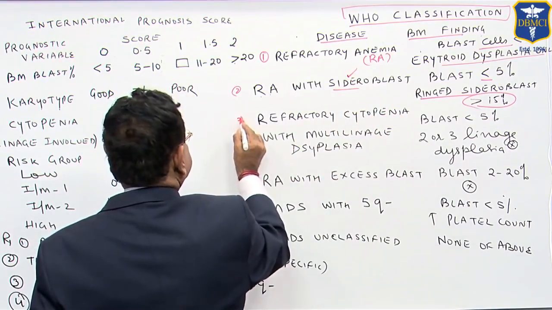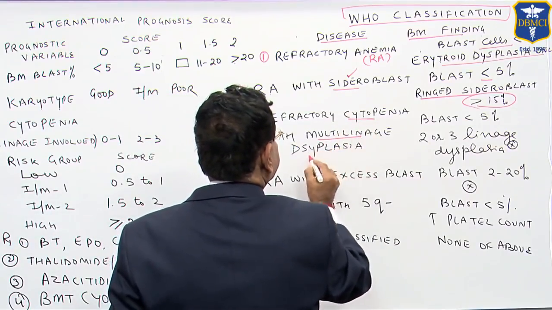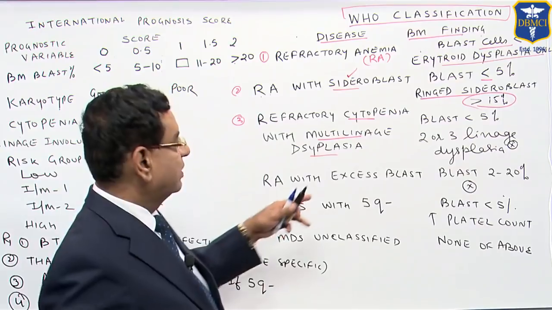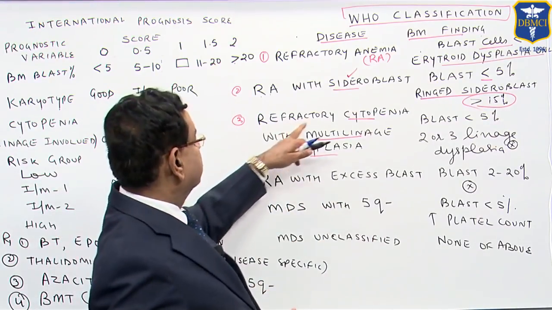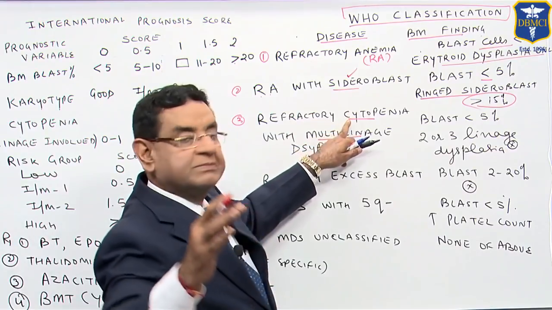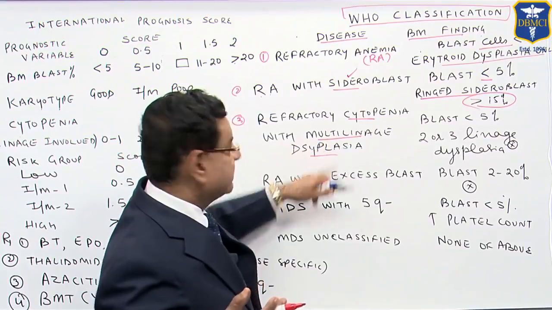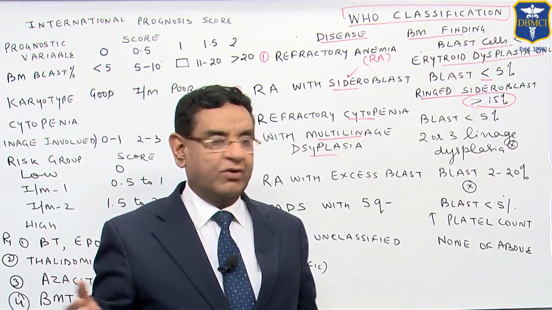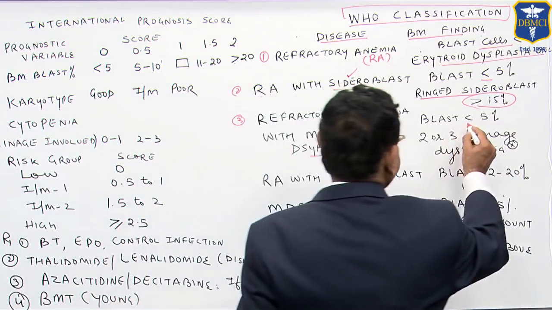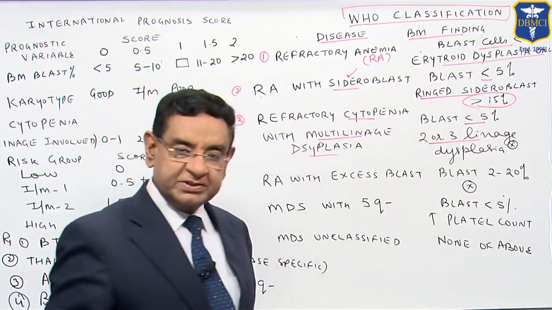Then third is refractory cytopenia with multi-lineage dysplasia. As the word itself says, refractory cytopenia, there will be pancytopenia. Multi-lineage means maybe RBC, WBC, platelet, 2 or 3 lineages are involved. So blast cells again less than 5%, but 2 to 3 lineage dysplasia is there.